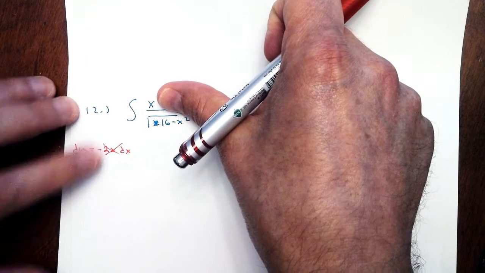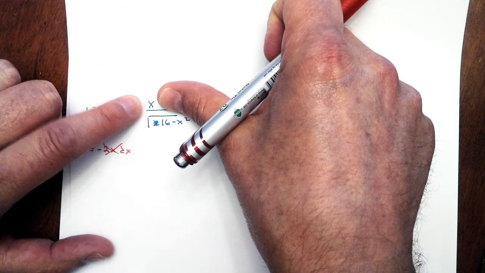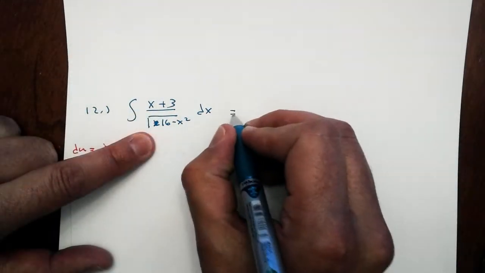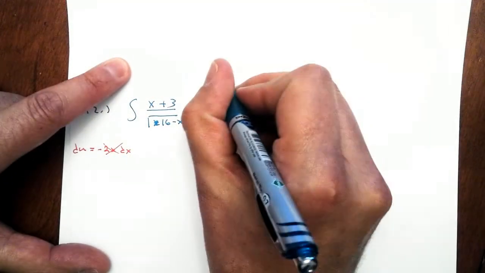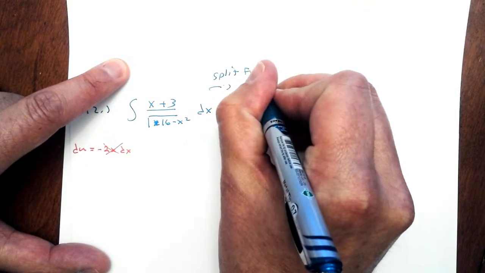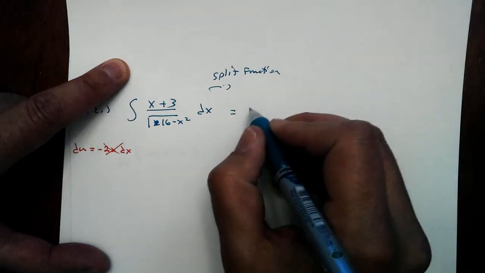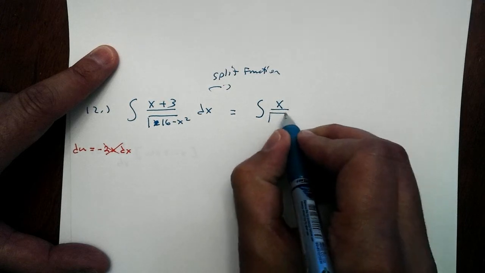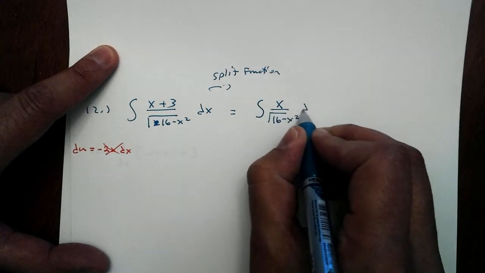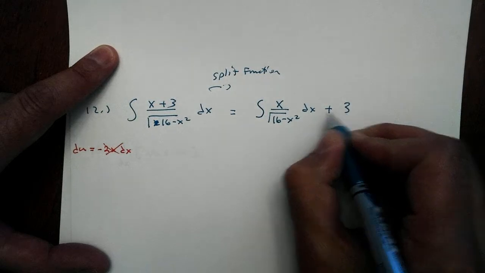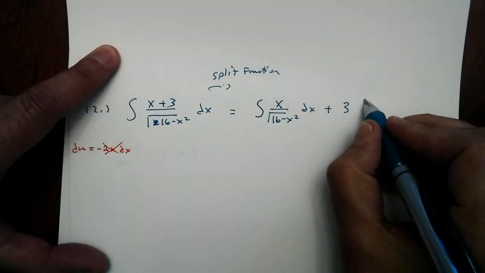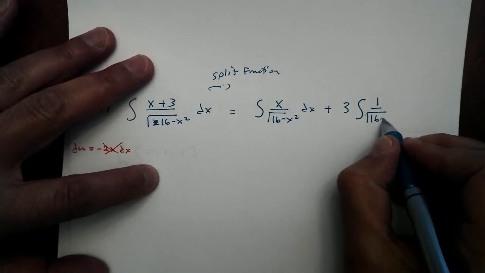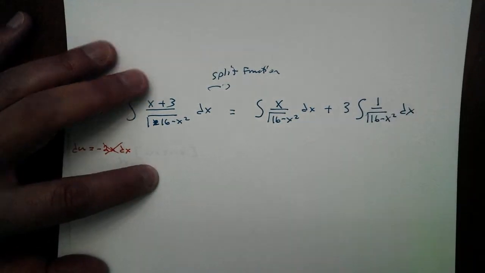So what I'm going to do is rewrite this integral as two separate integrals. To do that, I'm going to split that fraction. A really cool thing that we do in mathematics all the time. We split the fraction, and that's going to become the integral of x over the square root of 16 minus x squared dx plus 3, see I'm just splitting it up into two separate integrals, 1 over the square root of 16 minus x squared dx.